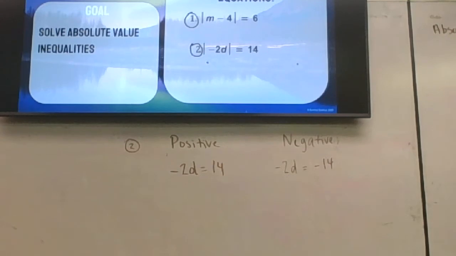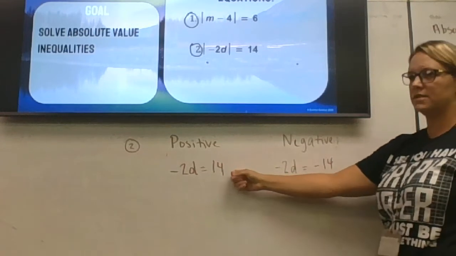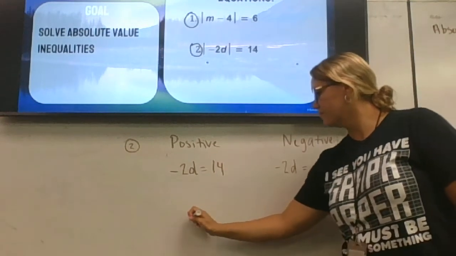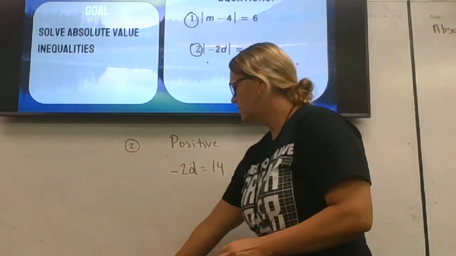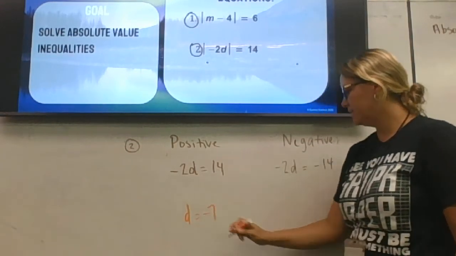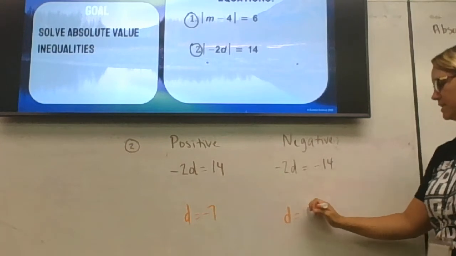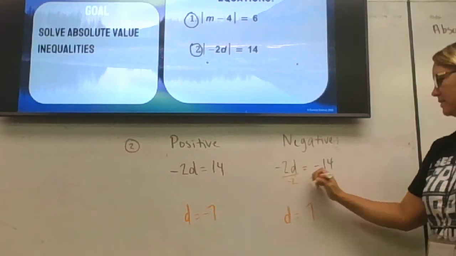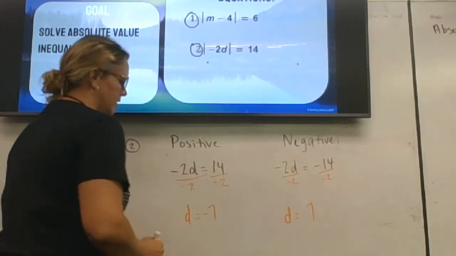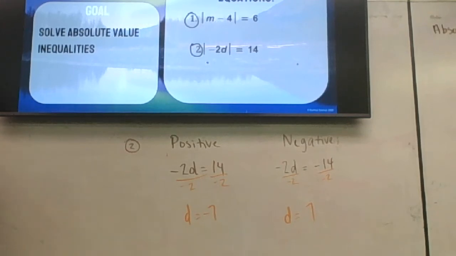So that's how you come up with your two solutions without just having to use mental math. You can set up two different equations, the positive and the negative. So this would tell us that possibly D could be negative 7, and this one would say possibly D is a positive 7. Alright, so inequalities will be similar. There'll be two possibilities, just like these equations.